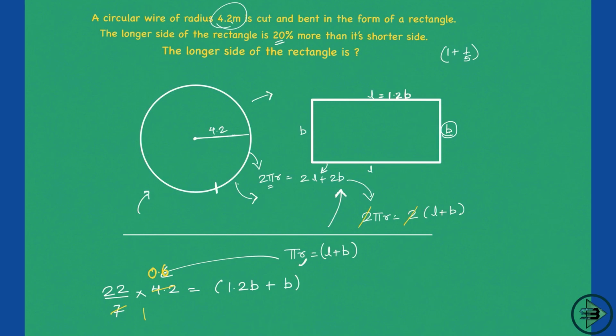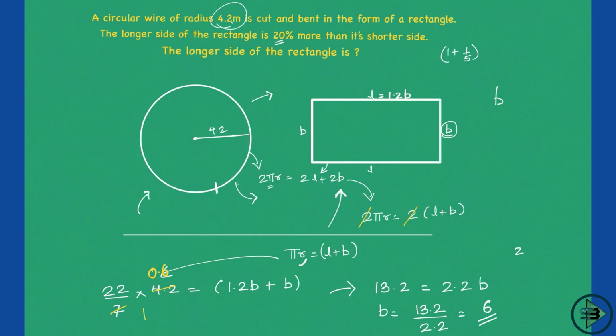Now multiply this. 22 into 6 will be what? 22 2 6s are 12, 2 6s are 30, so 132, that is 13.2. So 13.2 is equal to 1.2b plus 1b, which will be 2.2b. So the breadth comes out to be 13.2 divided by 2.2. That is what my breadth is. Just divide this now: 13.2 divided by 2.2, and the answer comes out to be 6. Just 6 times 2.2 will give you this. So the breadth is 6.